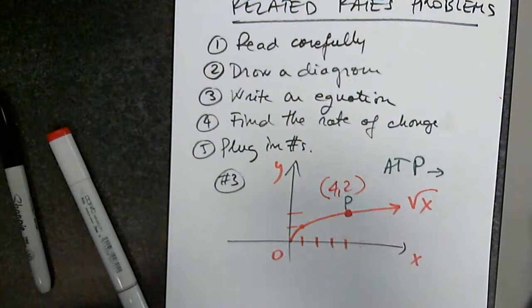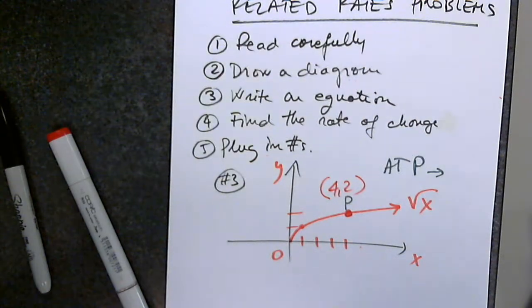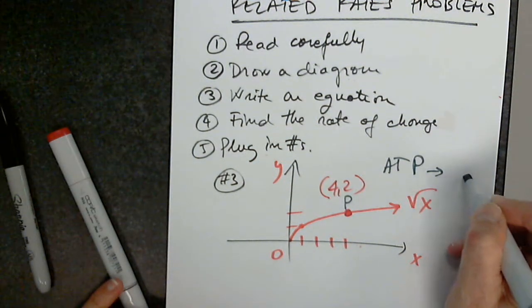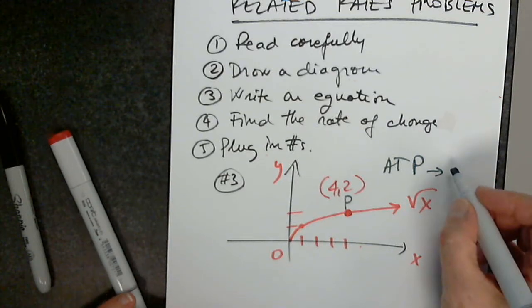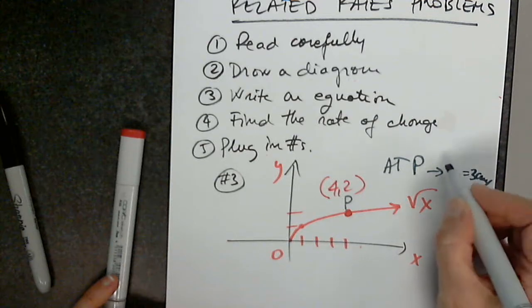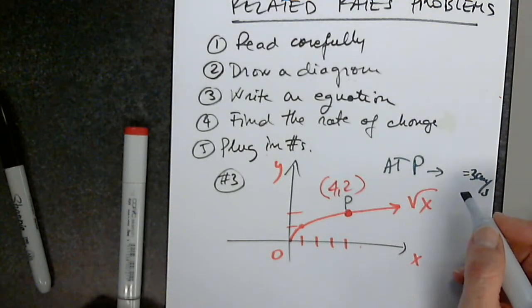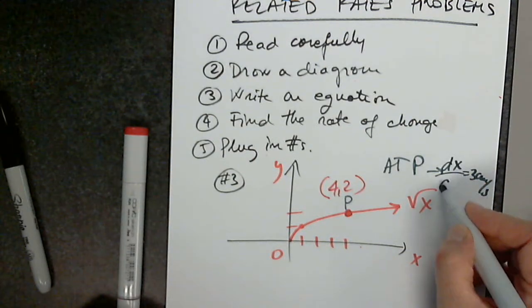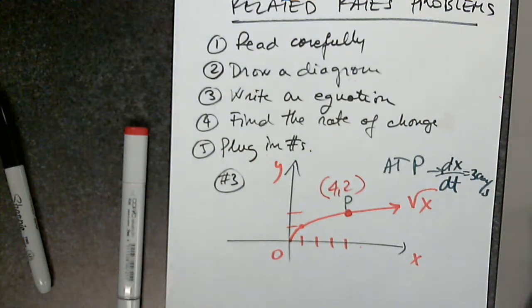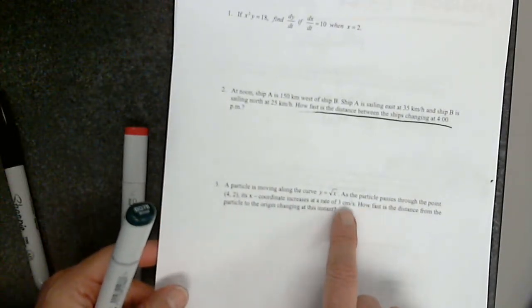So at this point, the rate of change of the x-coordinate is 3 centimeters per second. What is given in this problem right now? What do I write? 3 centimeters per second is what? Yes, very good, Tony, indeed. dx over dt, of course. So its x-coordinate increases at the rate of 3 centimeters per second.